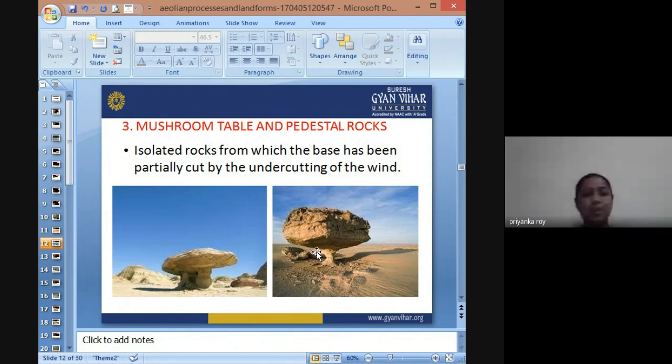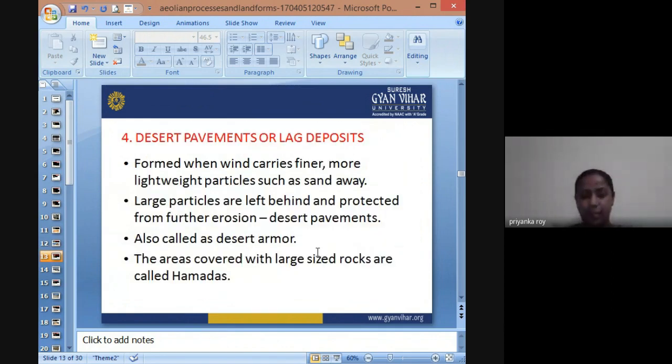Now, desert pavements or lag deposits. What are desert pavements and lag deposits? They are formed by wind carrying finer and lighter weight particulates such as sand away from the main source. Then large particulates are left behind and protected from further erosion. The desert pavements also are called desert armors.